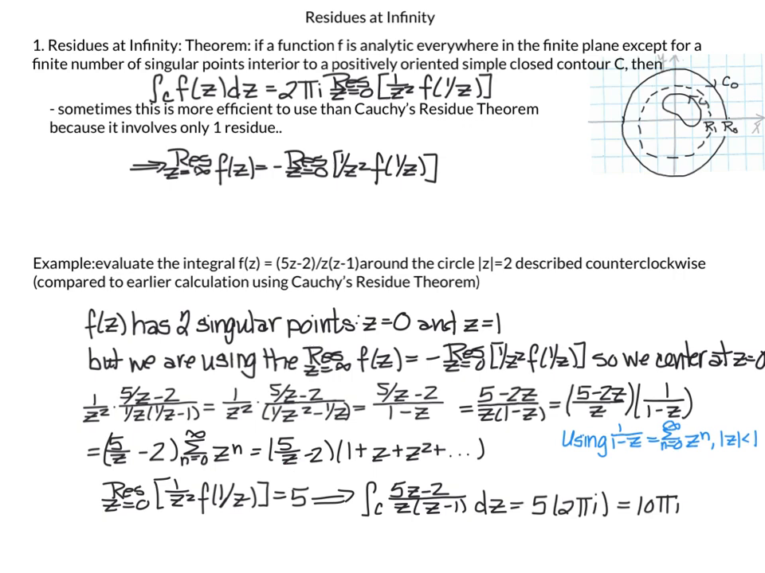So the residue is equal to 5, which means the closed curve integral of 5z minus 2 over z times z minus 1 dz is equal to my residue 5, and then over here, times 2 pi i, which is equal to 10 pi i. So this wraps up our overview, so now we can take a closer look at how this form is derived.